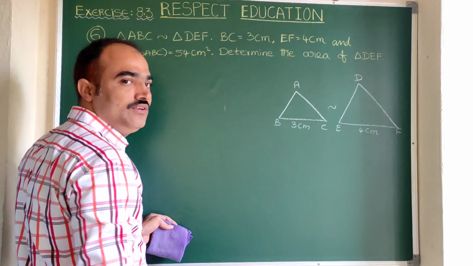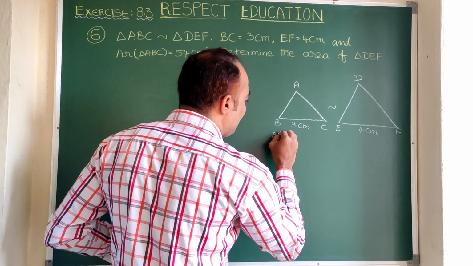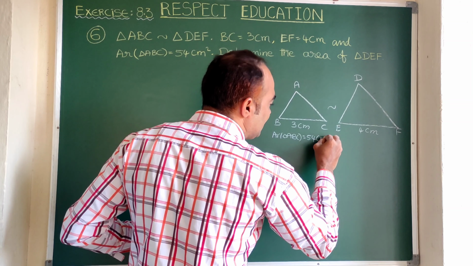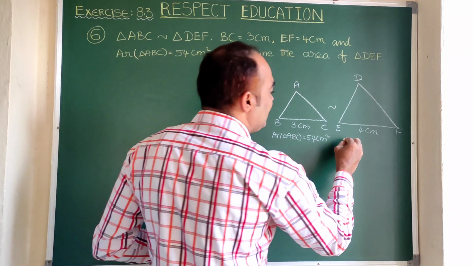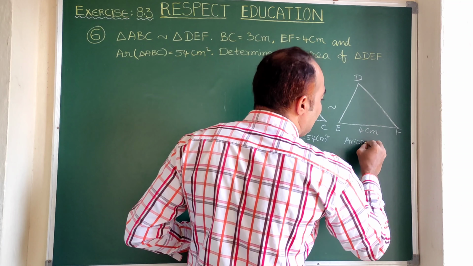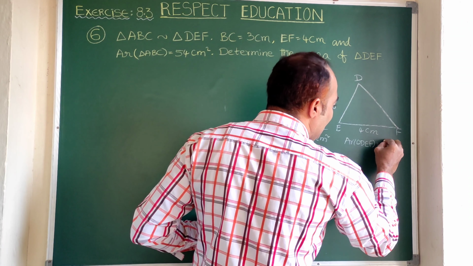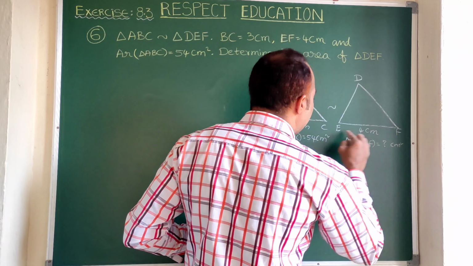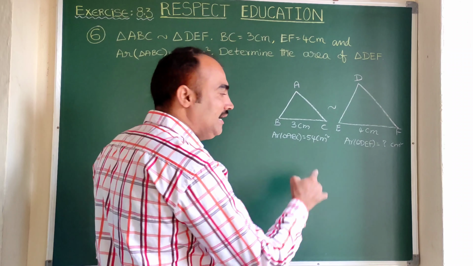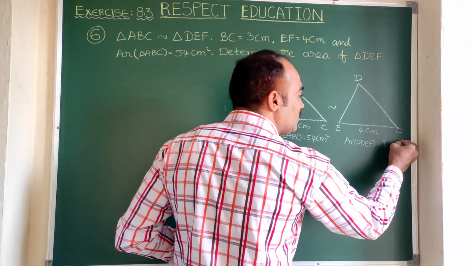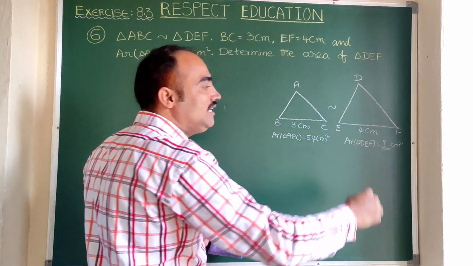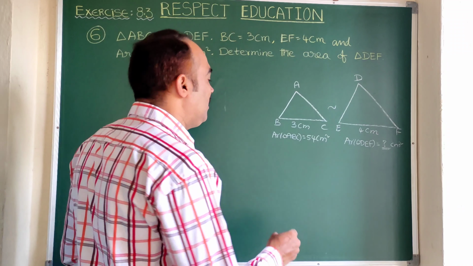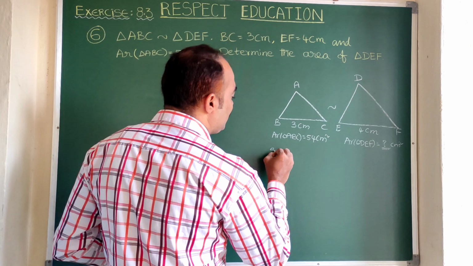Area of triangle ABC is 54 cm square. Here I am writing area of triangle ABC given as 54 cm square, whereas area of triangle DEF is to be found, that is question mark, but we know that it is in cm square, because here you see the measurements are in centimeter, so the area will be in centimeter square. The value of the area of triangle DEF is required. Now let us start solving this problem.